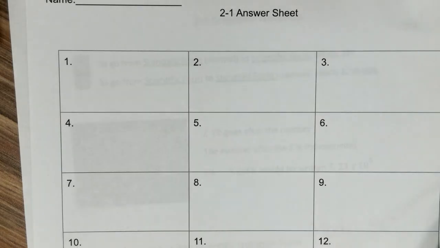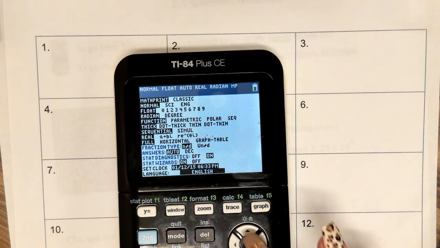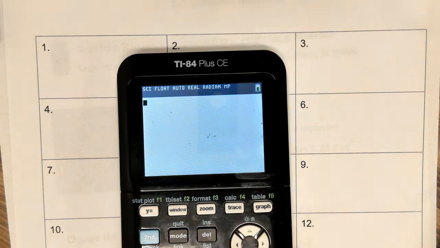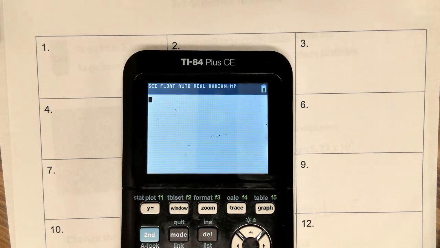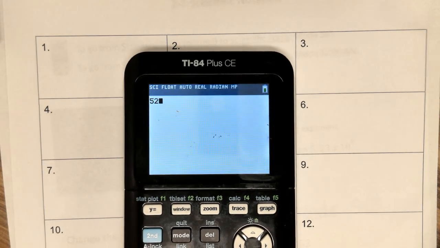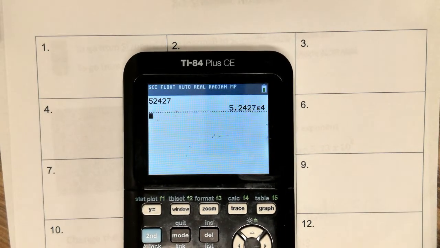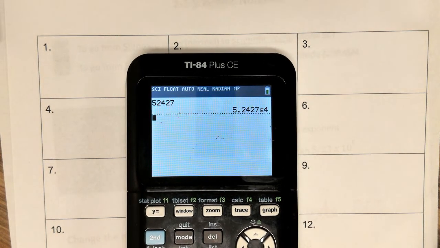Let's do number 1 together. What does number 1 want you to do? Put it in normal or put it in scientific? So we're going to go to mode. SCI, enter. All right, I'm going to type in that number. Do I put the comma? No. So 52427, enter. There's your answer.